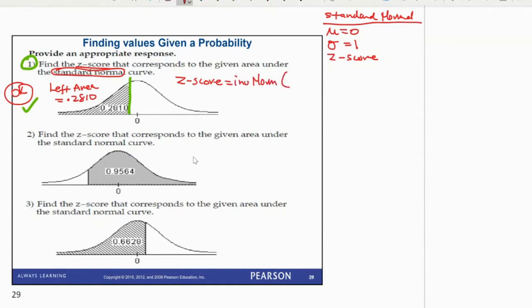Inverse norm. Now, if you do it on your calculator, you say, what is the area? So area, put in the 0.2810. Then the mean, say, what is the mu? Put in 0 because standard normal. And then what is the standard deviation? Put in 1. So could someone do this so you could tell me what the answer would be?